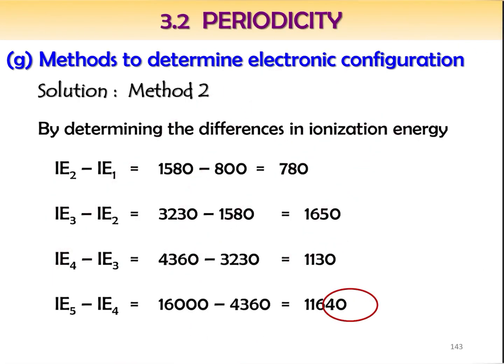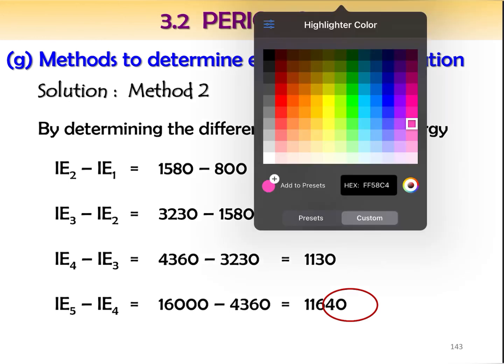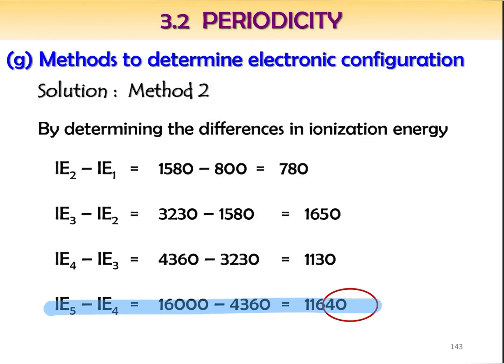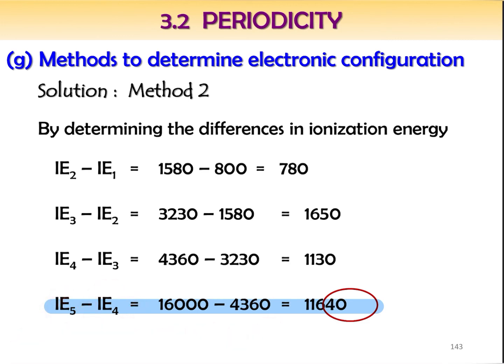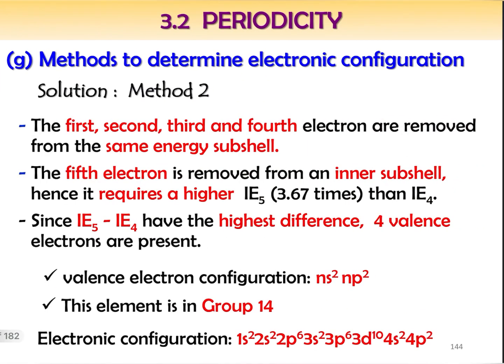So for the second method, kita cari dengan menggunakan perbezaan antara different IE. When you calculate the differences, kamu akan nampak between IE5 dengan IE4 ada perbezaan yang besar. Paling besar lah. So from here you can deduce ada 4 valence electron, 5th electron being removed from inner shell. So these are the explanation, dan sama jugalah macam kehendak soalan tadi.